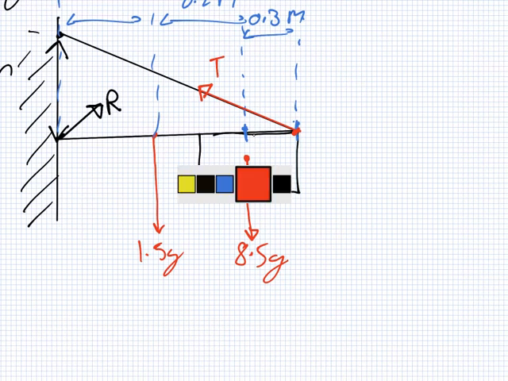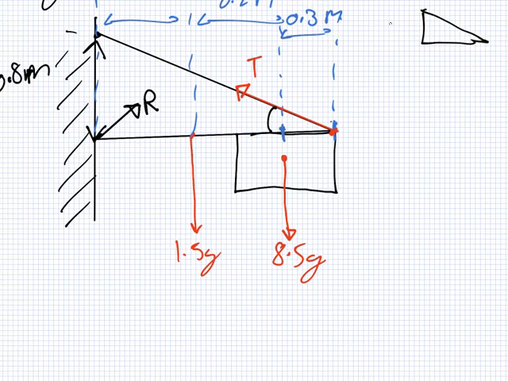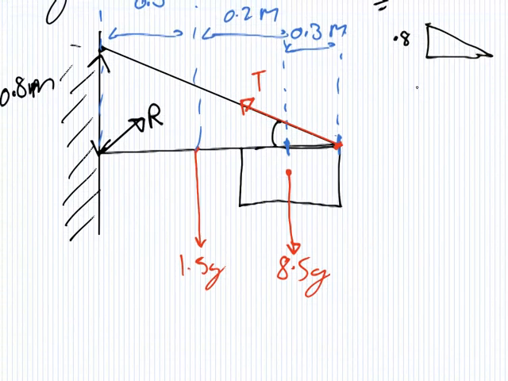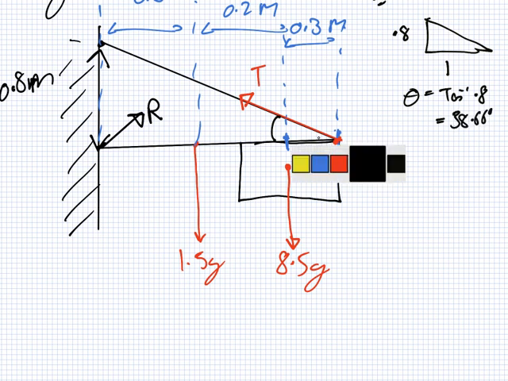So we definitely should calculate the theta here. Can we know this theta? We can, because if I draw the triangle, this side is 0.8 and this side here is 1. So theta is tan inverse 0.8. What's that, please? 38.66 degrees. This component is T sine theta, and this one here is T cos theta.